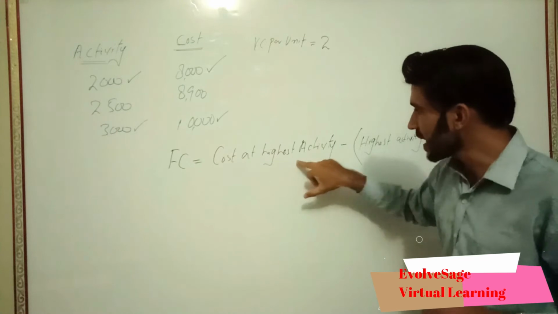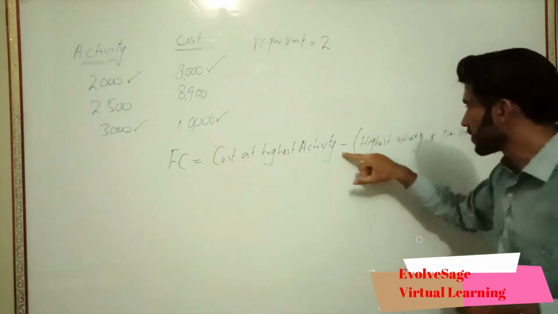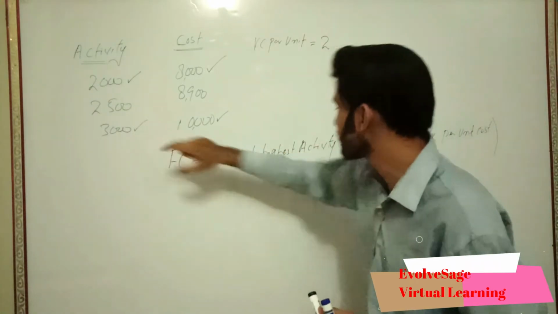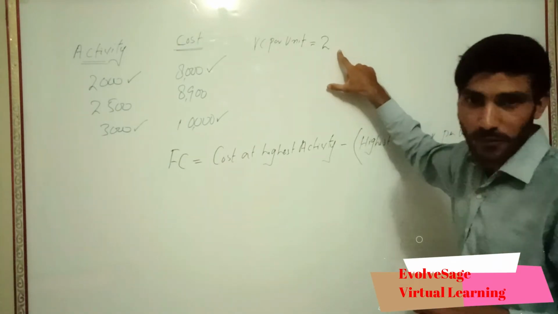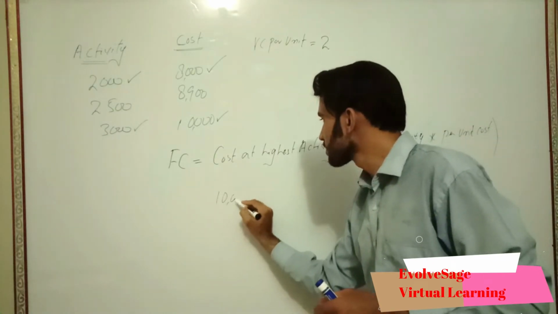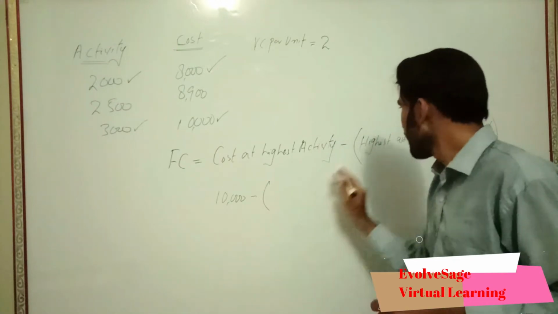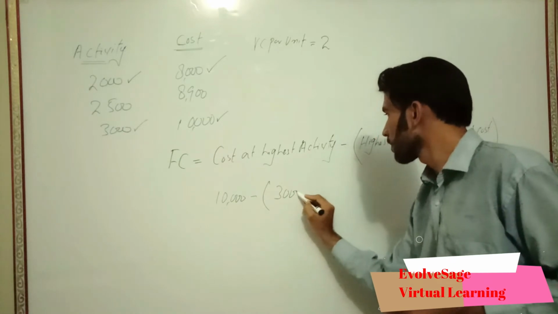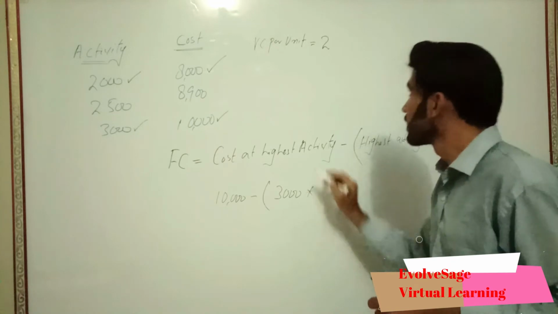Cost at highest activity level is 10,000. Then we will deduct the highest activity level, which is 3000, multiplied by the per unit cost which we have identified. So the cost at highest activity level is 10,000, we deduct the highest level of activity, 3000, multiplied by 2.